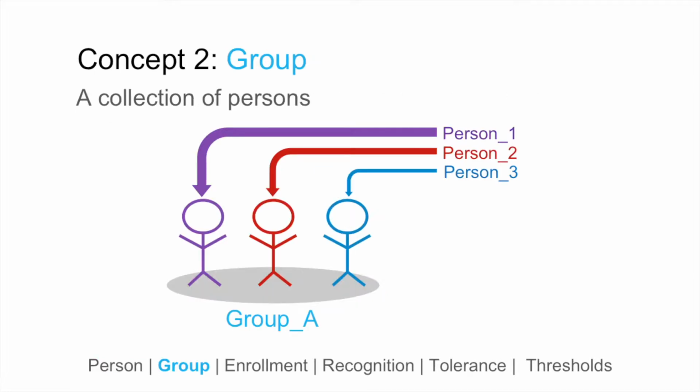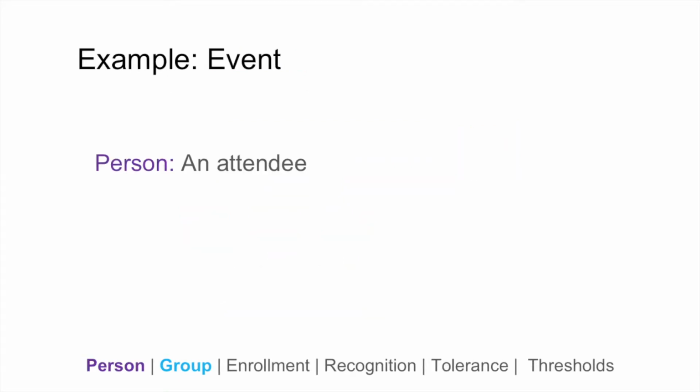This brings us to our next concept. A group is just a collection of persons. For example, if you are using our facial recognition system to check in attendees, each person would be an attendee, and each group would be all of the attendees in the event.